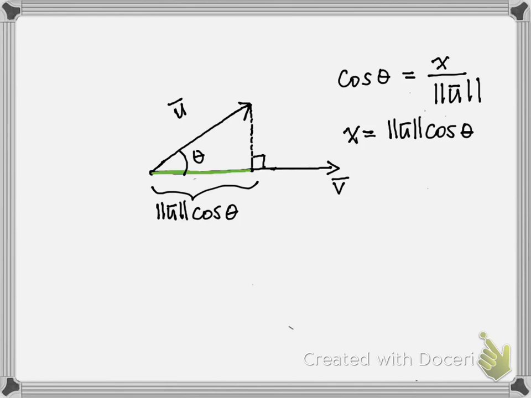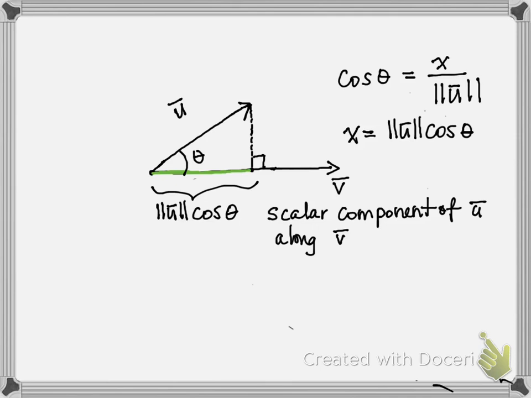I don't think your book says this, but this length is called the scalar component of u along v. Scalar because, of course, this is not a vector. This is just a number. This is just a distance here. It's just the scalar component of u along v, so in the direction of v here. So that's what we use here.